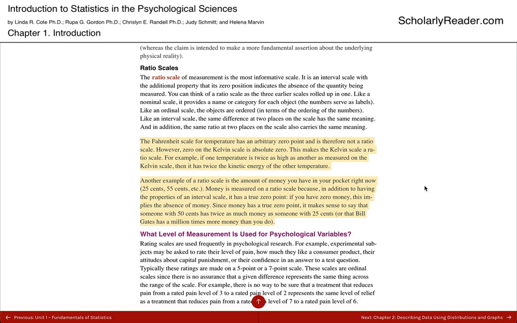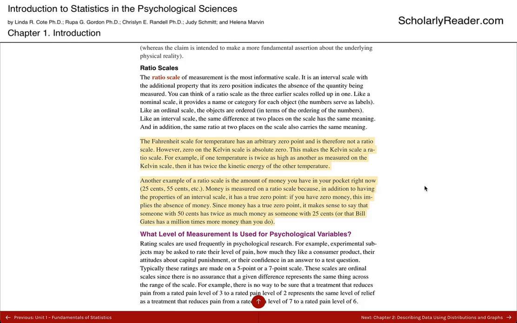The Fahrenheit scale for temperature has an arbitrary 0 point and is therefore not a ratio scale. However, 0 on the Kelvin scale is absolute 0. This makes the Kelvin scale a ratio scale. For example, if one temperature is twice as high as another as measured on the Kelvin scale, then it has twice the kinetic energy of the other temperature.